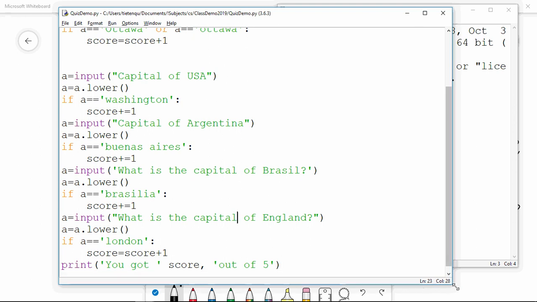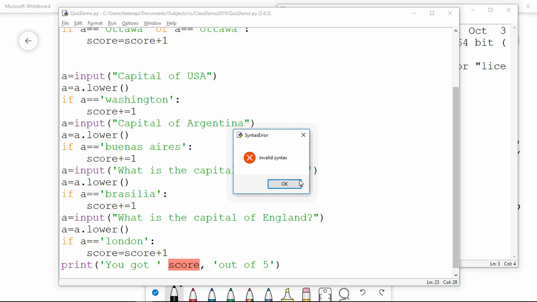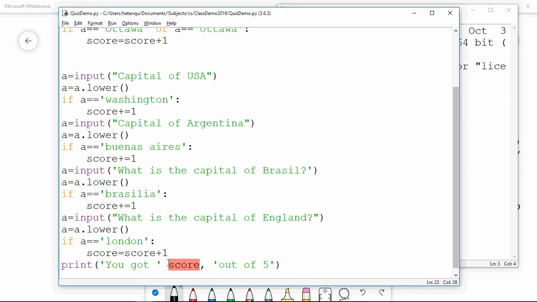And it does not like something. Let's find the problem. Oh, yeah, missing a comma. You can't concatenate a string with a variable. You need to separate them with a comma, or I could use a plus sign as well. That would turn it into a single string.